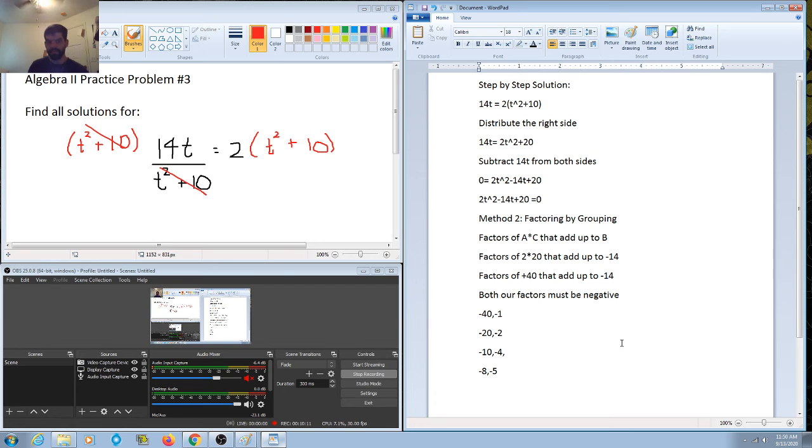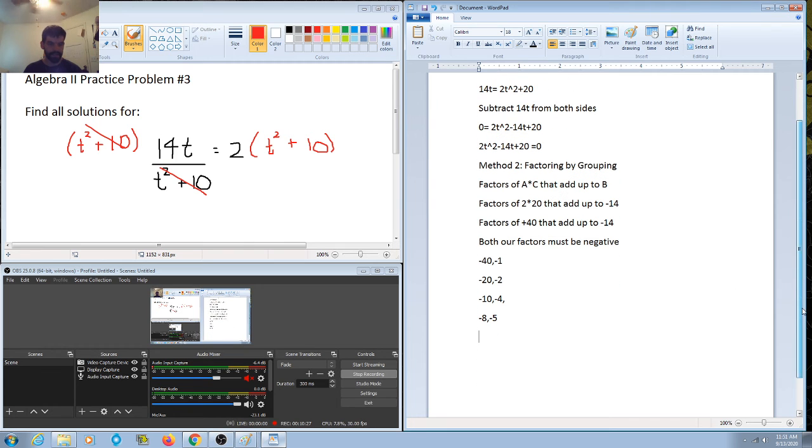Again, these can also be all positive, but because the b term is negative, there's no possible way for two positive factors to have a sum equal to a negative number. That's not possible. So we're going to look at negative 10 and negative 4. Negative 10 times negative 4 is positive 40, and negative 10 plus negative 4 is negative 14.